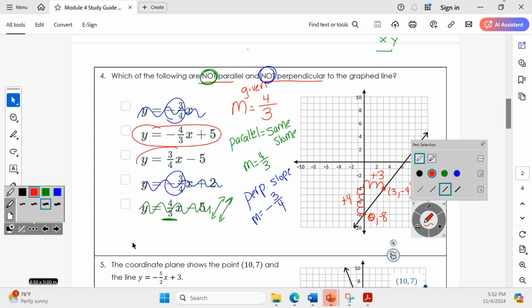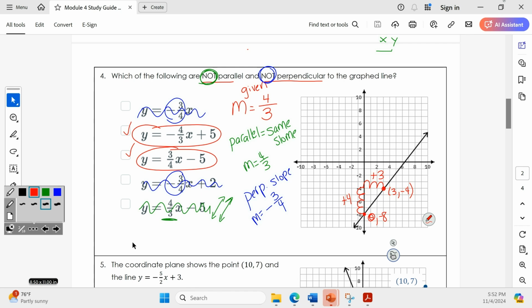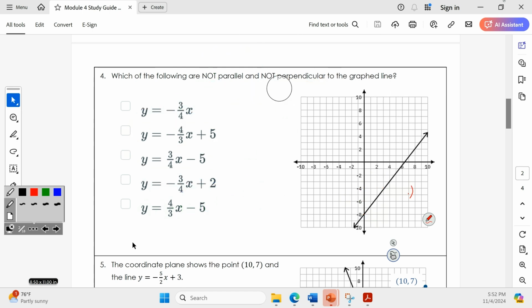So those are the correct answers. You should have 2 correct answers in your study guide and 2 correct answers, hopefully, on your exam tomorrow. Okay? All right, moving on to question number 5.